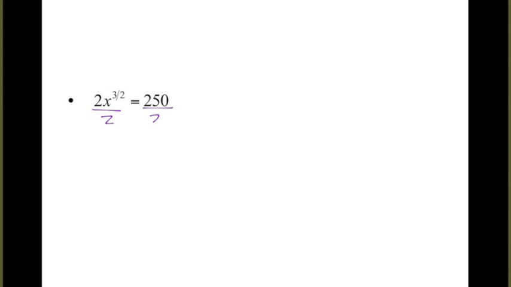So our first step is to get the radical alone. It doesn't look like there's any roots in here, but there is that fraction exponent, which really means a root. So I'm going to begin by dividing by 2 to get the variable part of this alone.